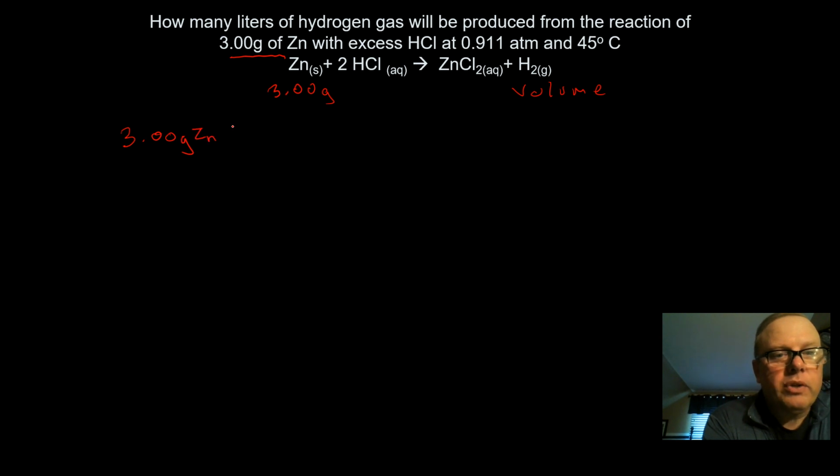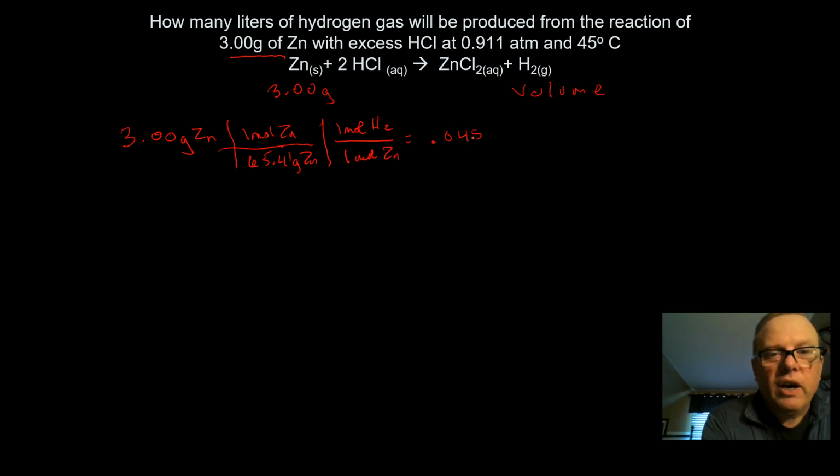And like we've always done before, we're going to turn it into moles of zinc: 1 mole of zinc, 65.41 grams of zinc. Now we're going to go into moles of hydrogen, so 1 mole of hydrogen from the balanced reaction for every 1 mole of zinc. And this is as far as I want to go. So what I get now here is 0.0459 moles of hydrogen, moles of H2.